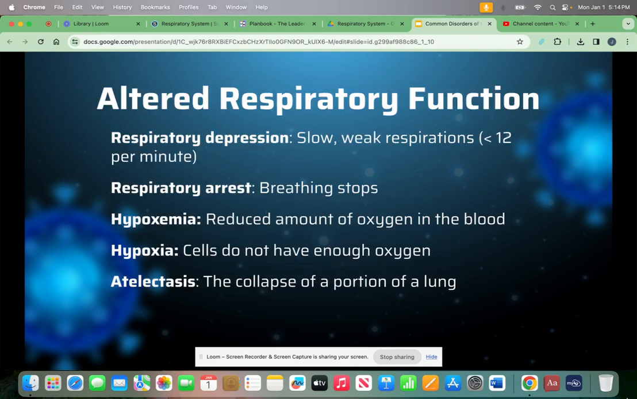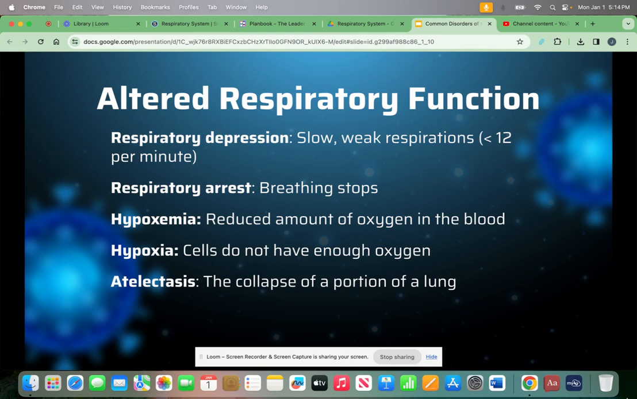Some altered respiratory functions. Respiratory depression is slow, weak respirations, so less than 12 breaths per minute. Respiratory arrest is when breathing stops. Hypoxemia is reduced amounts of oxygen in the blood. Hypoxia is when the cells do not have enough oxygen.